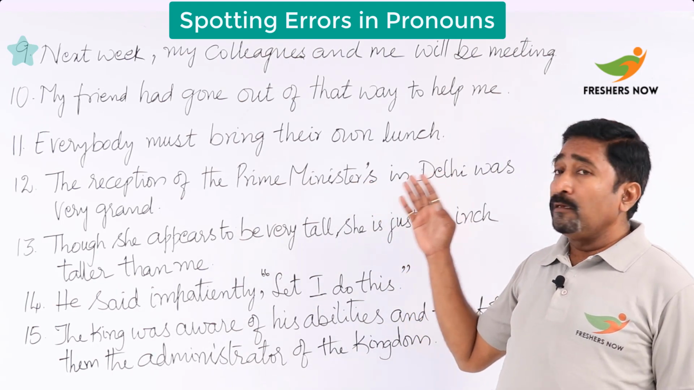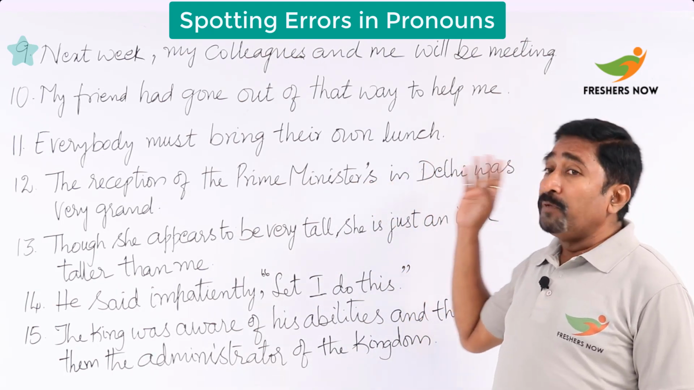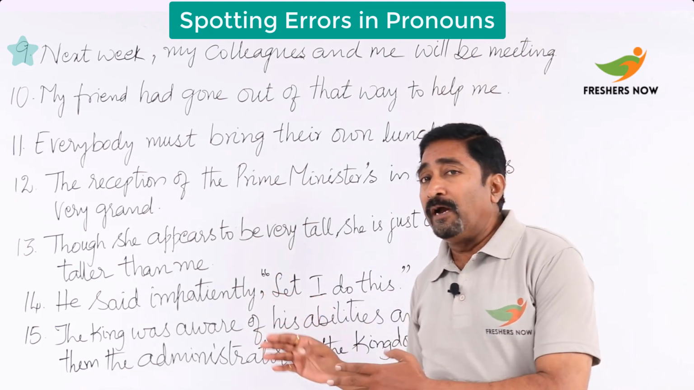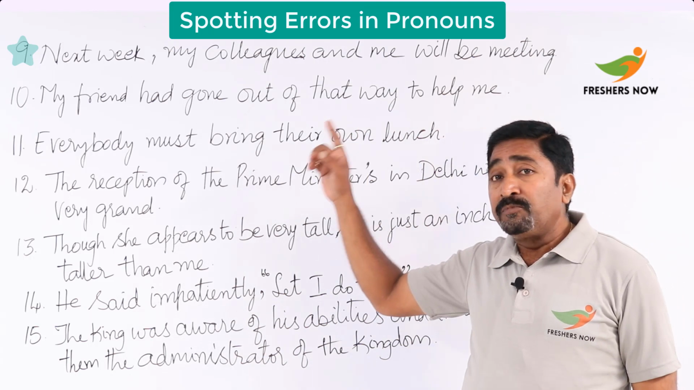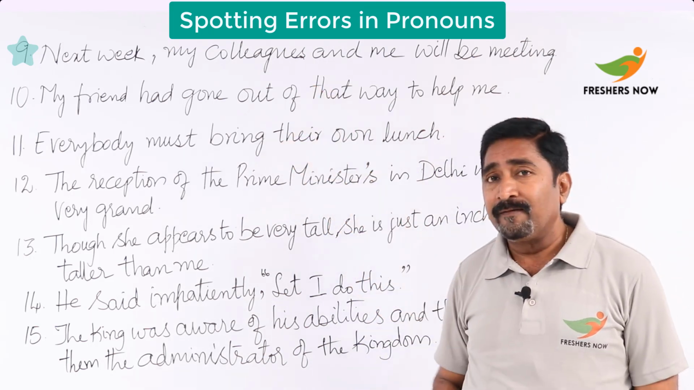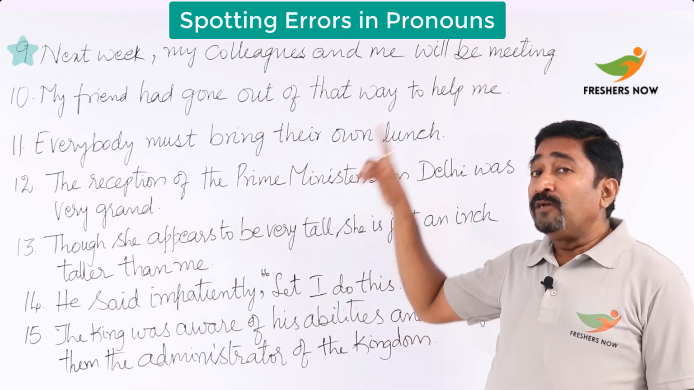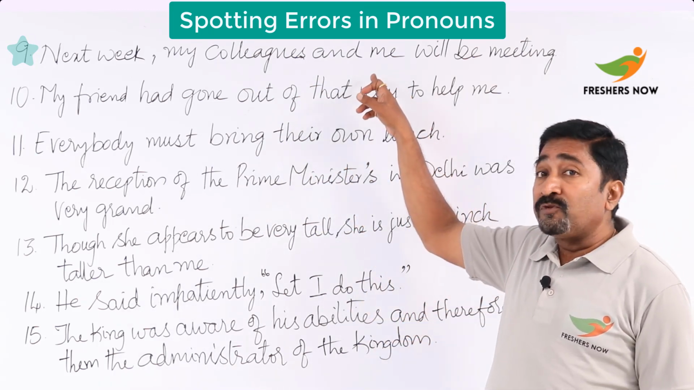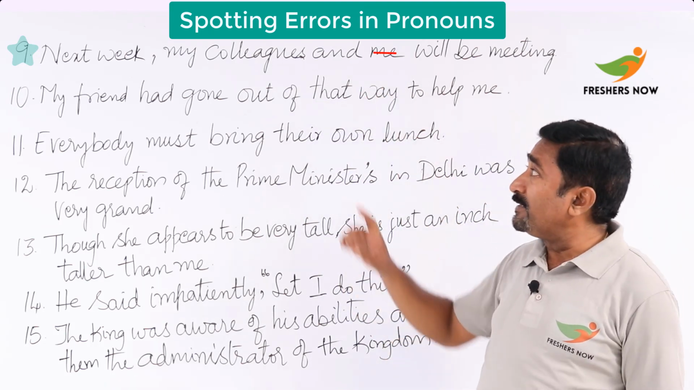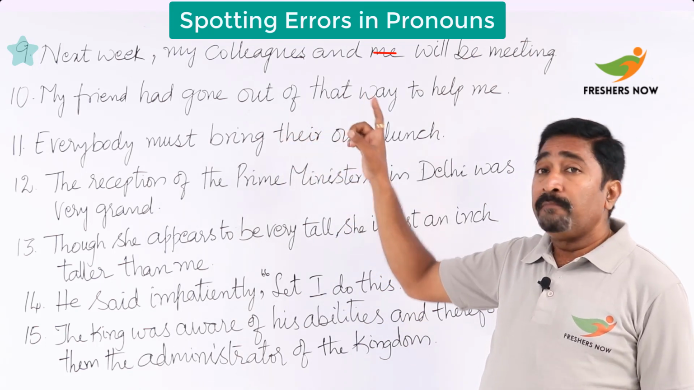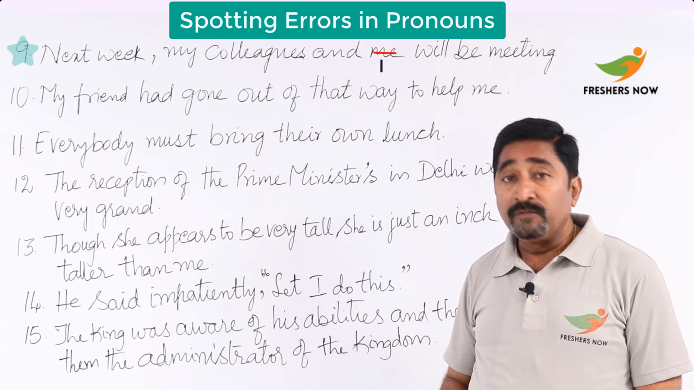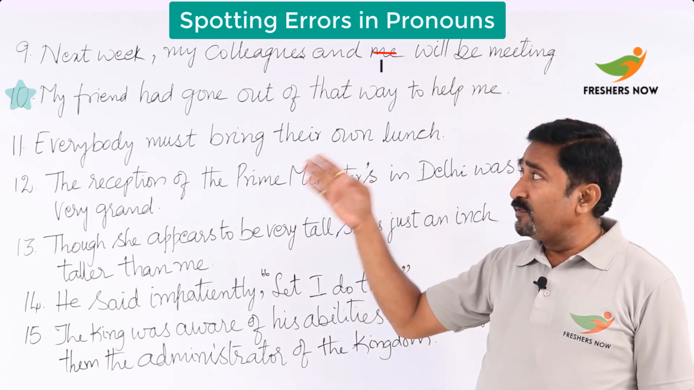Next week, my colleagues and me will be meeting. Now here you need to have a check on the subject. The noun used is colleagues. So here I should use the subject pronoun as well. So this is a case where we need to say that next week my colleagues and I will be meeting. So that is how you need to check. Now see the next one.